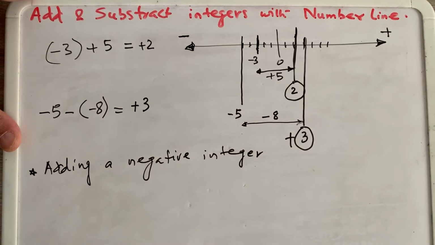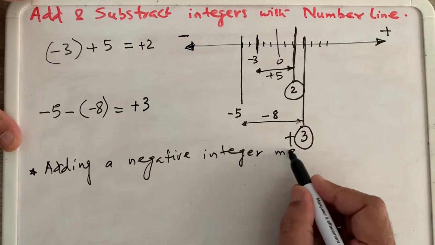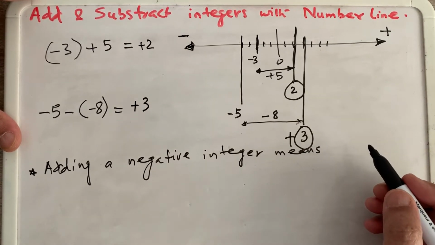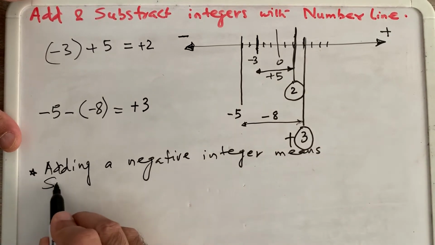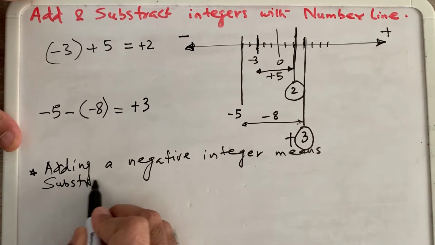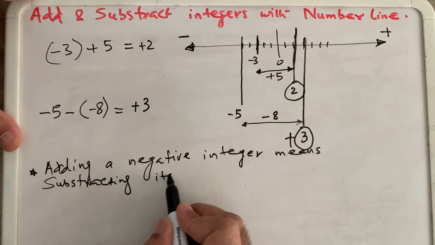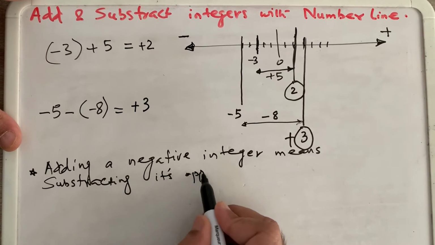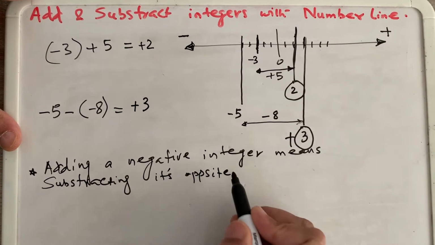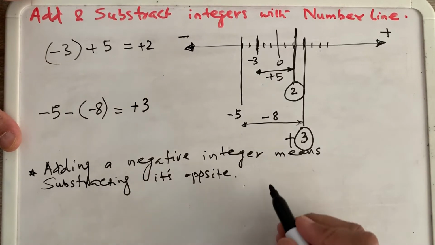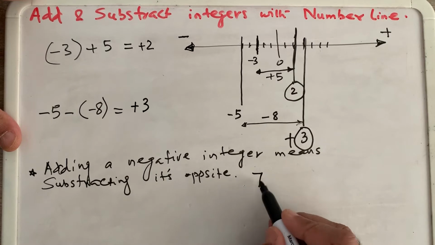Adding a negative integer means, what does it mean? Subtracting its opposite. Again, we will see in terms of example. Subtracting its opposite, right? So what is the meaning of this?